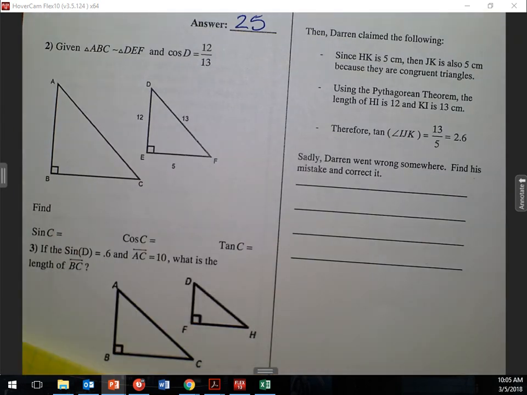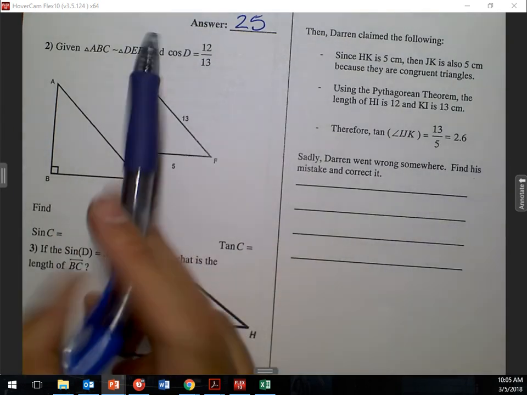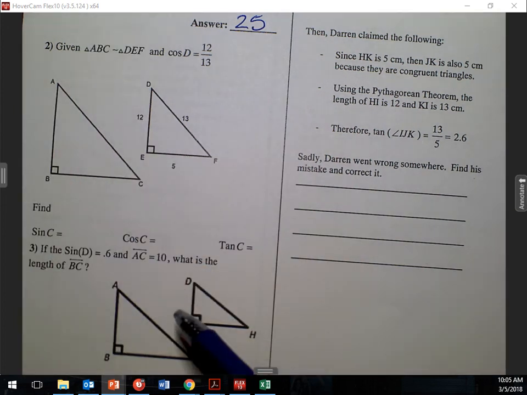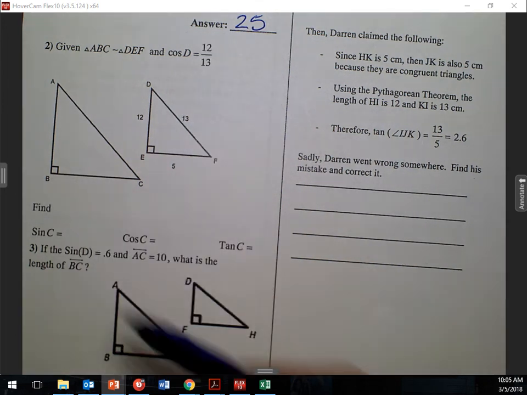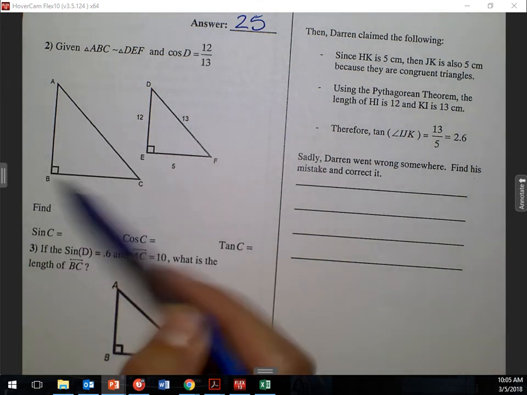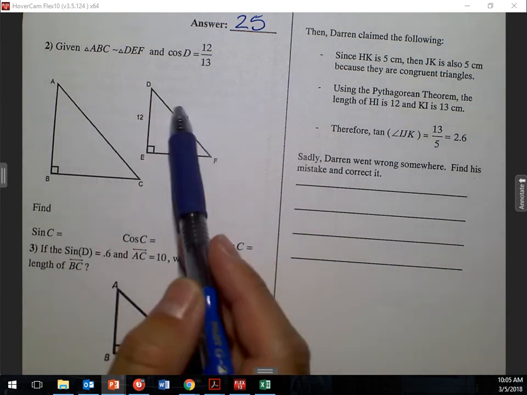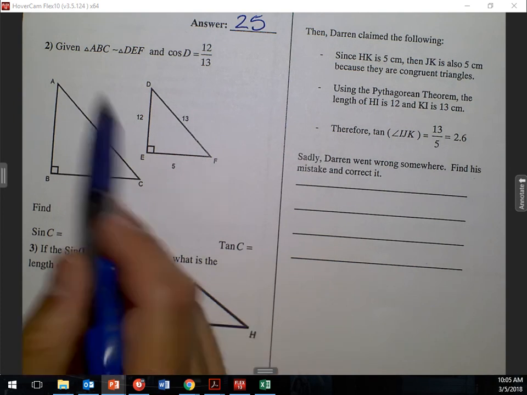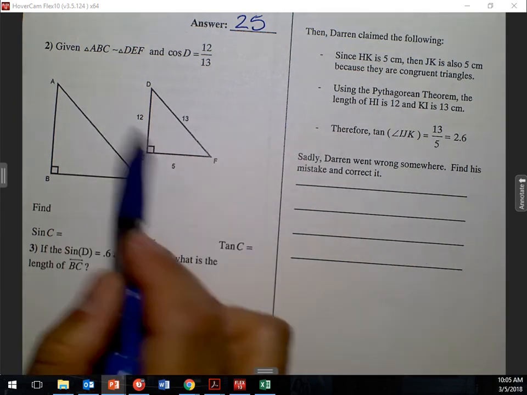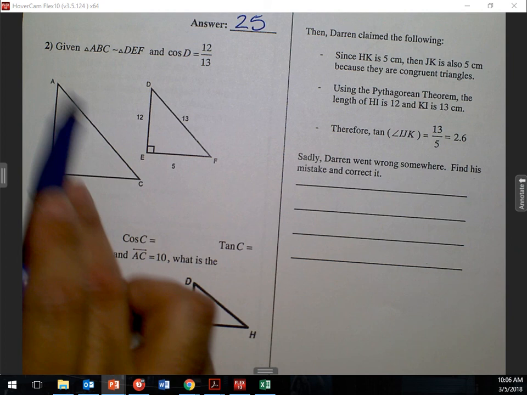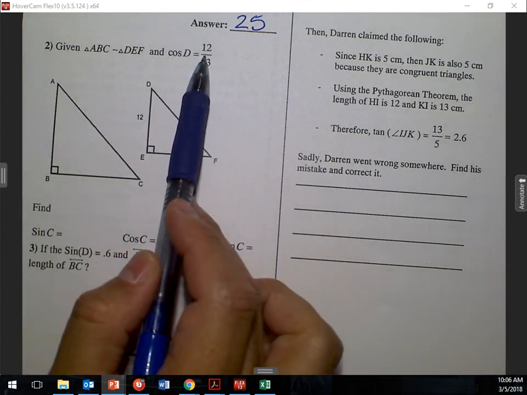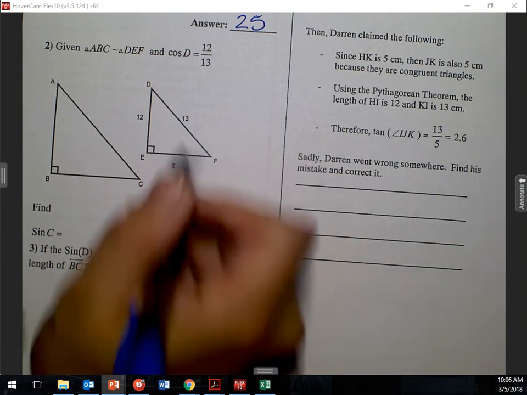This one's just weird. So, if these two triangles are similar, they have the same ratios. Okay? If they have the same ratios, whatever I get, I'm going to have the same ratio here. It doesn't give me any values for this one. So, I don't like this question. If it gave me some values, I could actually plug in and use the scale factor to figure out what these are. But I don't have any values here, so I could assume since they're similar, it's going to have the same ratios. So if cosine of D is 12 over 13, so let's see.